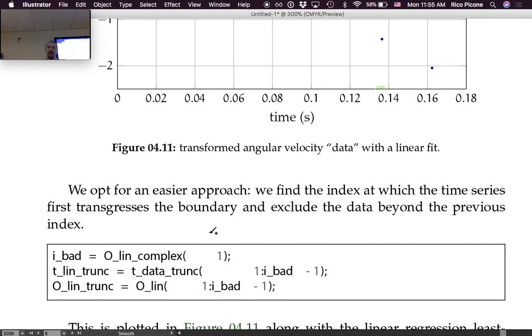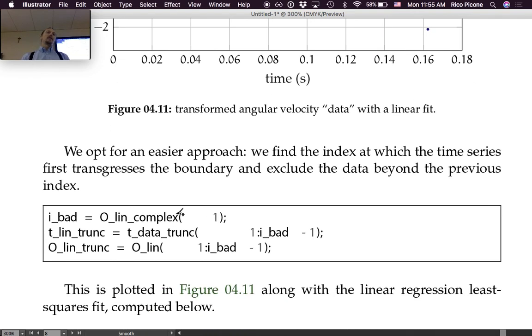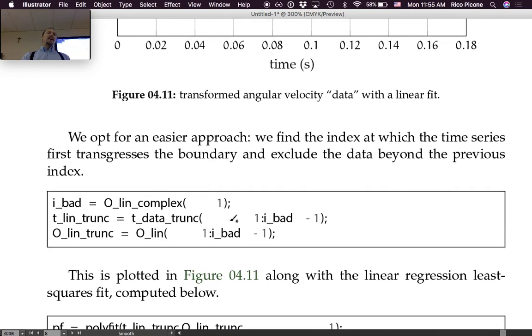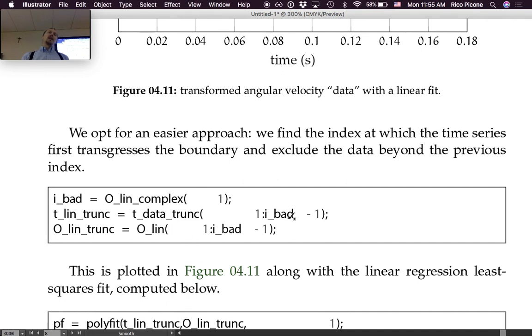We find the index at which the time series first transgresses the boundary, so first goes off into negative land, and exclude the data beyond the previous index. So that's what we do. We find the first complex one, and then we just truncate again, and get rid of all the data above that. Which isn't always the best solution, but it's better than some of the other solutions we could have chosen.